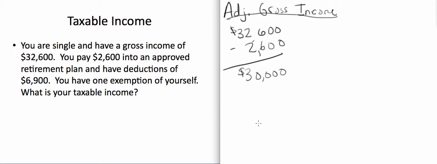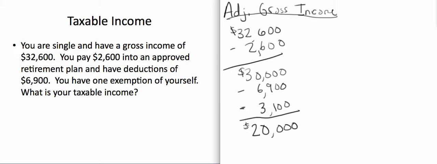Now from here, we take out our deductions and our exemptions. So we subtract out 6,900. We're also going to subtract out one exemption, which is 3,100. So we're going to subtract that out, and we end up with an answer of $20,000. That is our taxable income.